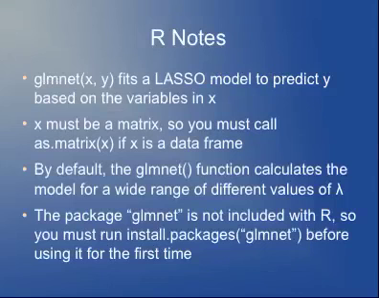And I think most of this I said already. In general, glmnet(x, y) will fit a LASSO model to predict y based on x. If x is a data frame, you need to do as.matrix to convert the data frame to a matrix. And glmnet will automatically try a bunch of different values of lambda, so you don't need to specify that. And you need to do install.packages("glmnet") to install the software before you use it for the first time.